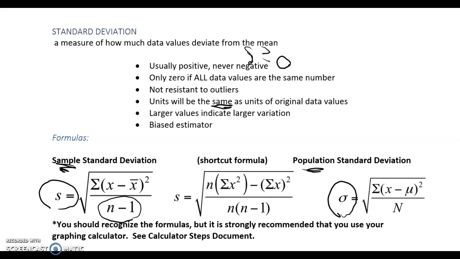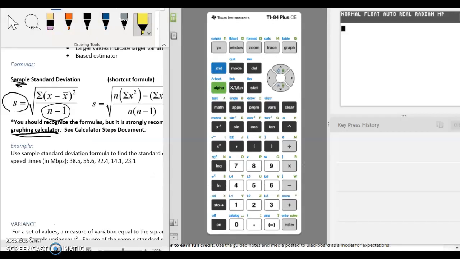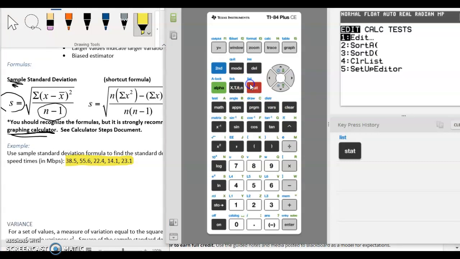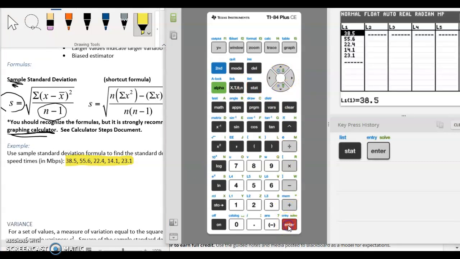I strongly recommend that you use your graphing calculator to calculate these wherever possible. And remember, you have that calculator steps document. Let's go ahead and find the standard deviation for the data for the Verizon speed times. In your calculator, you're going to go and press Stat, Edit, and type in these data values into list 1. Mine are already there. Pause the video and get yours in there so you can follow along with me.